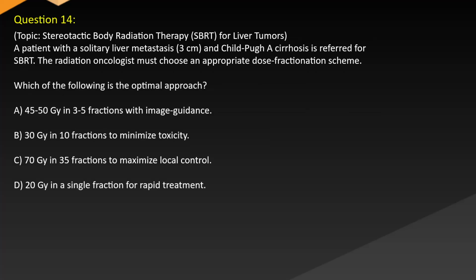Question 14. Topic: Stereotactic body radiation therapy (SBRT) for liver tumors. A patient with a solitary 3 cm liver metastasis and Child-Pugh A cirrhosis is referred for SBRT. The radiation oncologist must choose an appropriate dose fractionation scheme. Which of the following is the optimal approach? A. 45-50 Gy in 3-5 fractions with image guidance. B. 30 Gy in 10 fractions to minimize toxicity. C. 70 Gy in 35 fractions to maximize local control. D. 20 Gy in a single fraction for rapid treatment.